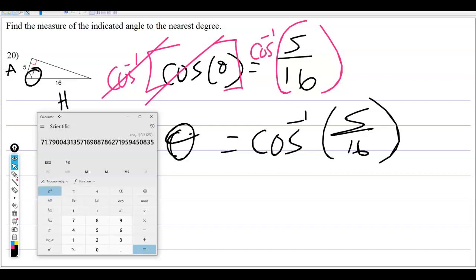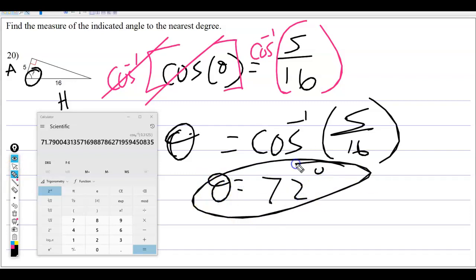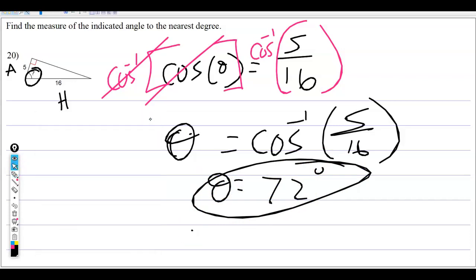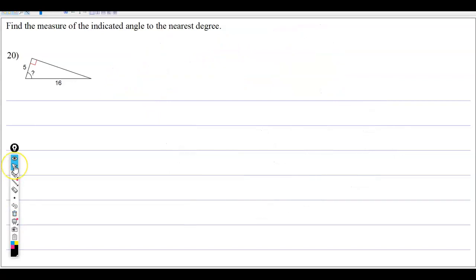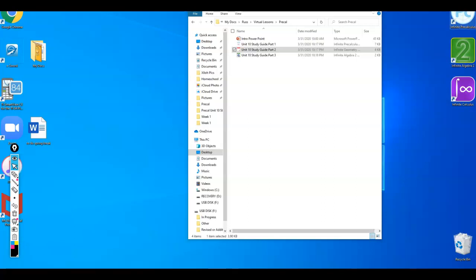And so we're getting 71 point something. I think on the directions they tell us to round to the nearest degree. So that would be 72 degrees. All right. That ends round 2. Let's move into our last worksheet here.